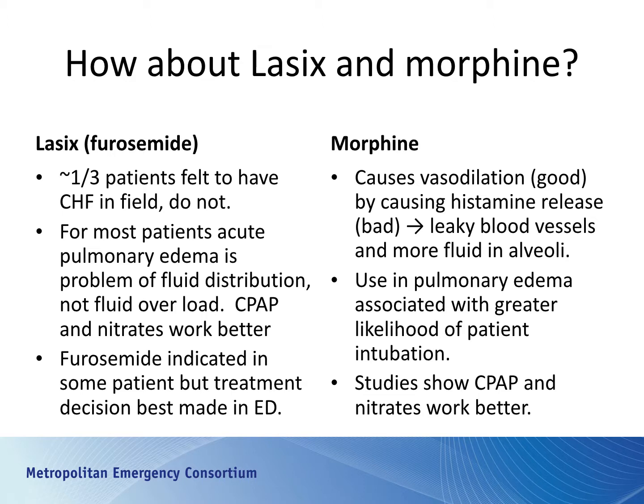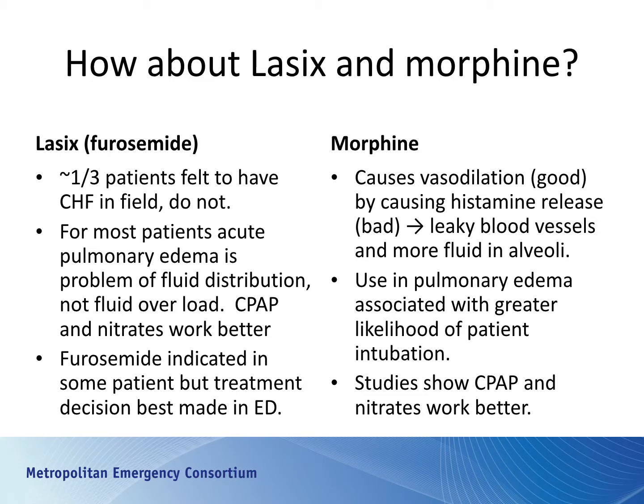For most patients in acute pulmonary edema, the problem is not fluid overload, it's more fluid distribution. So think about the patients you see at 4 o'clock in the morning who wake up with acute heart failure. Those patients went to bed with the same volume of fluid in their body as they have at the time that you see them. They were not short of breath at the time they go to bed. But now at 4 o'clock in the morning they have evidence of pulmonary edema and heart failure. Those patients have a problem with fluid distribution, and for patients with that problem, CPAP and nitrates work better and are better for the patient than Lasix.